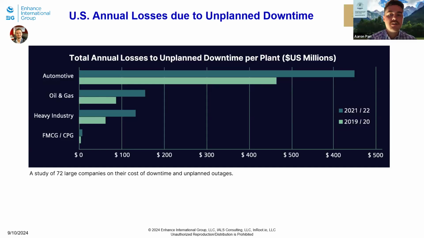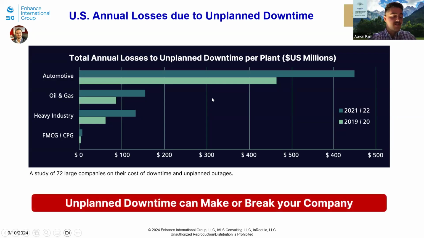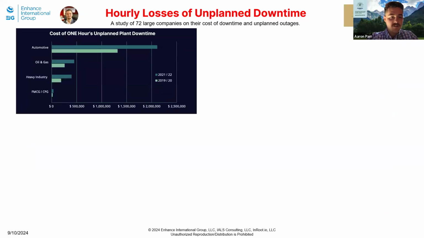Great. I wanted to dig a little bit into some data on U.S. annual losses due to unplanned downtime. This is from a study done by Siemens of 72 large companies in different industries. The first thing you'll notice is FMCG and CPG, which is a subsector of manufacturing, is significantly smaller than oil and gas or automotive. The main thing I wanted to point out on this slide is that even though it's a lot smaller, it's $0 to $10 million. Typically, those businesses are $20 to $30 million businesses, whereas that automotive business could be a $500 million business. So $5 million of a $20 million business is still enough to make or break your company. So unplanned downtime is significant no matter what industry you're in.